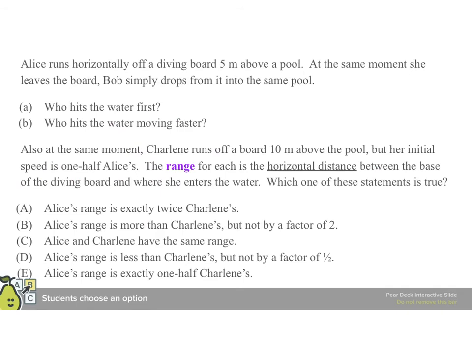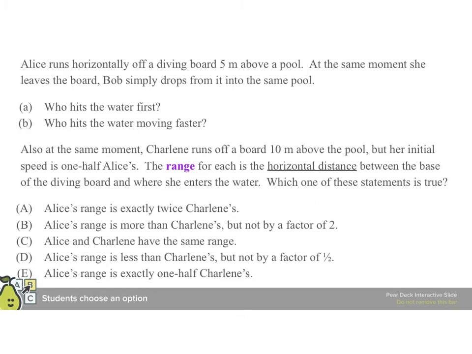Alice runs horizontally off her diving board 5 meters above a pool. The same moment she leaves the board, Bob simply drops from it into the same pool. Who hits the water first? Who hits the water moving faster? So they hit at the same time because they're falling from the same height and she's running horizontally. They gain the same amount of vertical speed. Their vertical velocity is the same when they hit because, again, it doesn't matter.